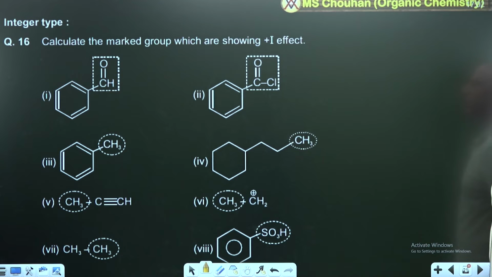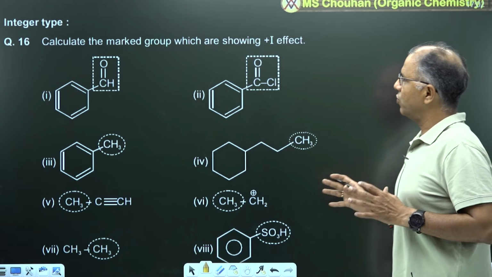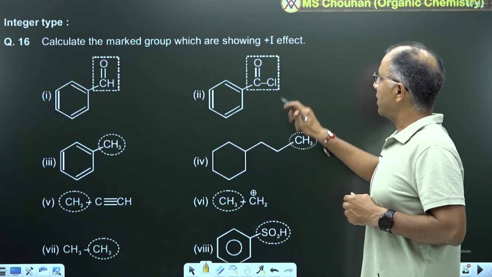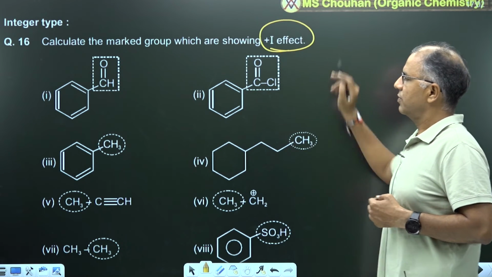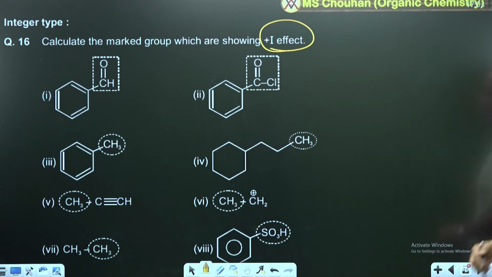Now you have to calculate the groups which are showing plus I effect. This is an integer question. Out of 8 examples, how many groups show plus I effect? Pause the video and then write your answer.